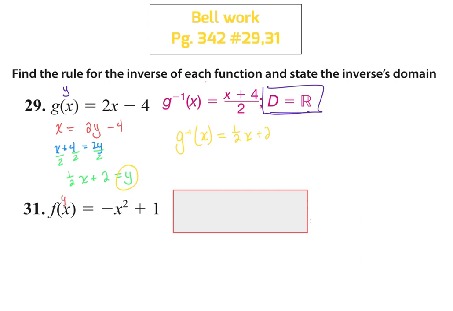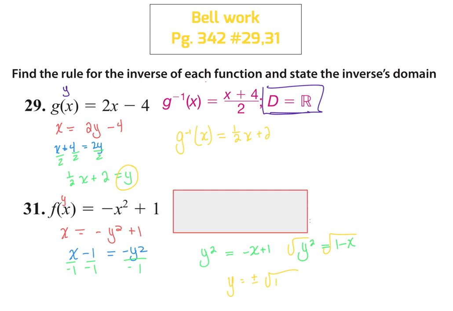For the second one, again, this represents my y, so x equals negative y squared plus 1. I am going to subtract that 1, divide each piece by the negative 1. So y squared equals negative x plus 1, or I think they wrote it 1 minus x. And then to get rid of my y, I'm going to take the square root of both sides. So y equals the positive and negative root of 1 minus x.